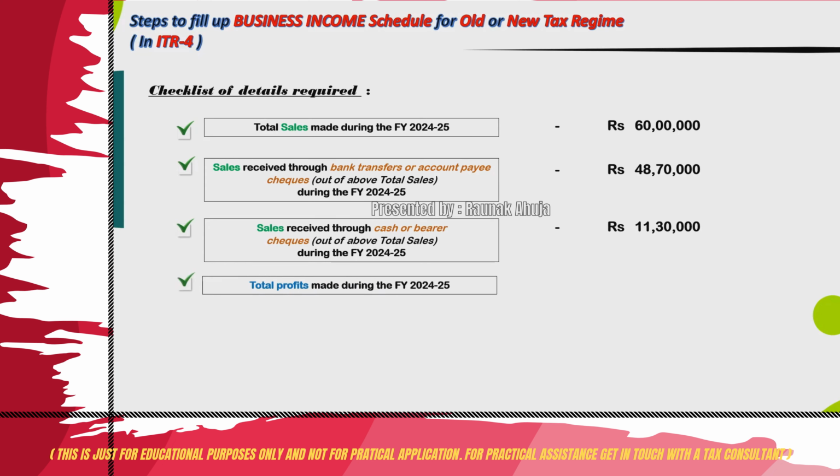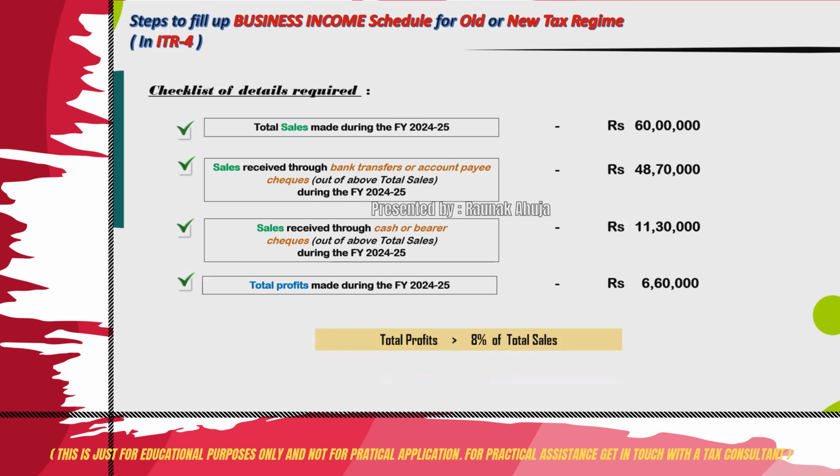Now the next thing we would need is total profits. The total profits or the income made during the financial year 2024-25 out of the above sales is rupees 6,60,000. Viewers, a word of caution here. In case you are filing ITR-4 and your income is business income under the Presumptive Taxation Scheme, make sure that your total profits exceed 8% of the total sales.